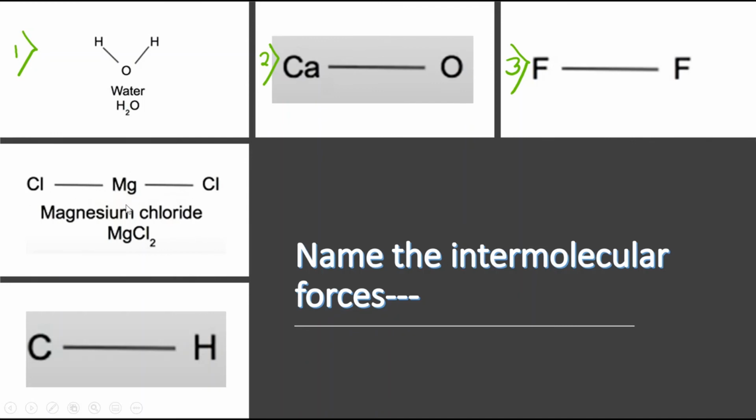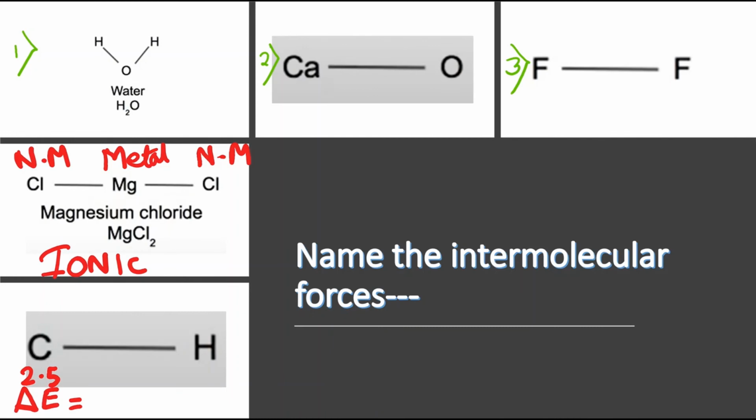For example, this one is magnesium chloride, MgCl2, and this will be an ionic bond. Why? Because magnesium is a metal and chlorine is a non-metal, and hence a bond formed between a metal and a non-metal is ionic in nature. Similarly, the C-H bond. If you see, carbon has an electronegativity of 2.5, whereas that of hydrogen is 2.1. Hence, the electronegativity difference is 0.4. Hence, we can say that it is a non-polar covalent bond.